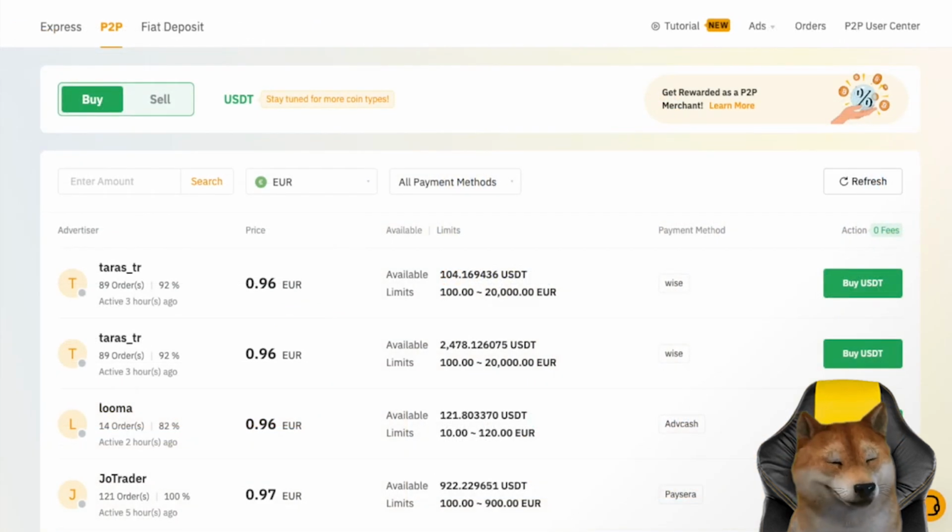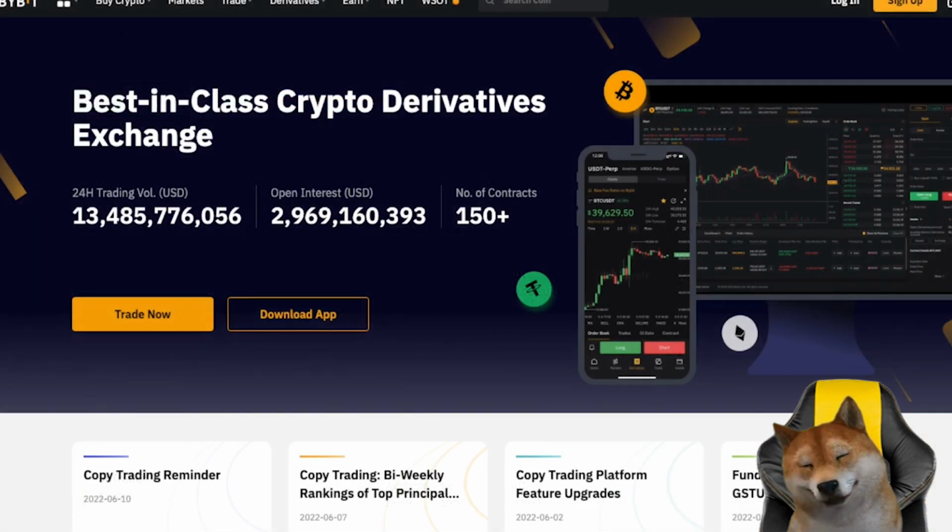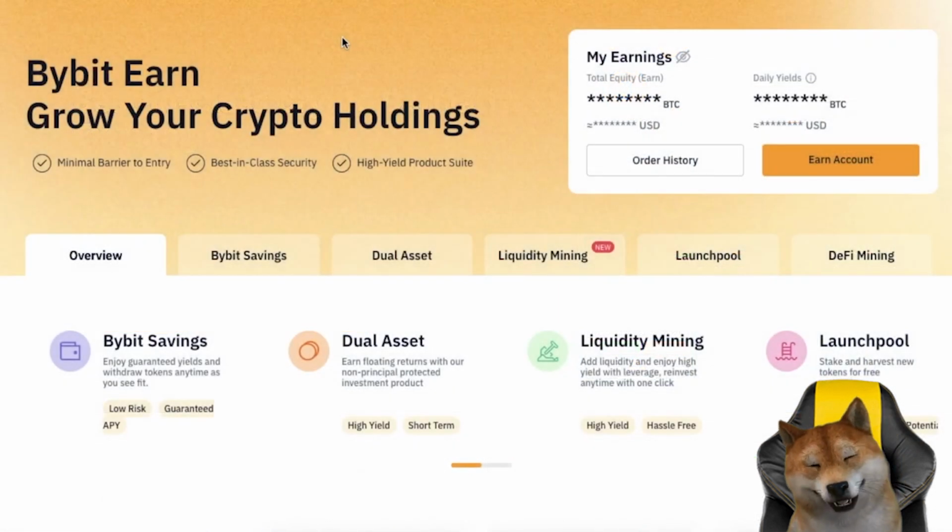Or the more experienced trader can trade crypto with up to 100x leverage on perpetual futures products. Plus, there's also options and leverage tokens. You can even put your crypto to work and earn some passive income with their own program, with varying income products depending on your level of risk.